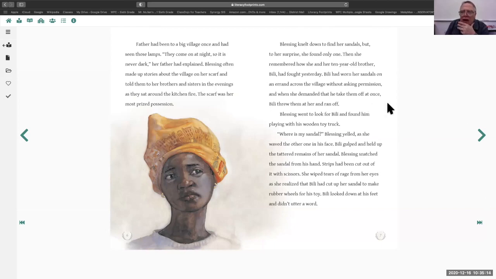Here is a paragraph that does exactly what Mr. Hartman was talking about. It shows the emotion rather than telling the emotion. What emotion is it showing? And how do we know that she's feeling this? Go ahead. Give me your responses in the chat.